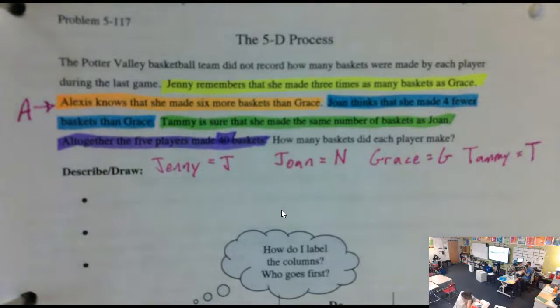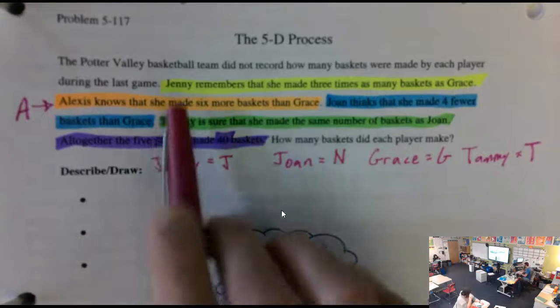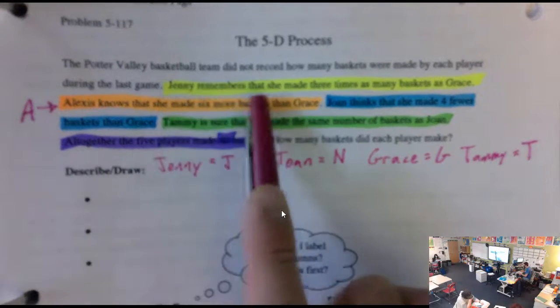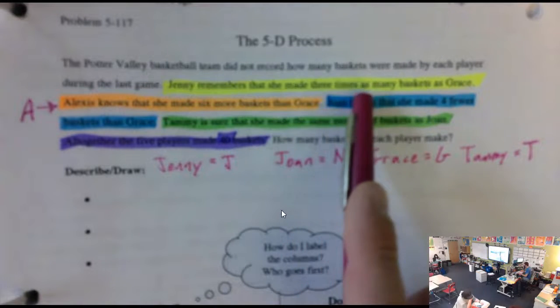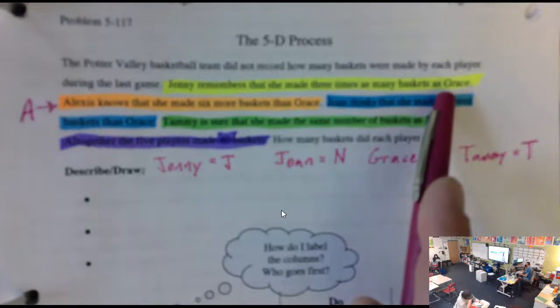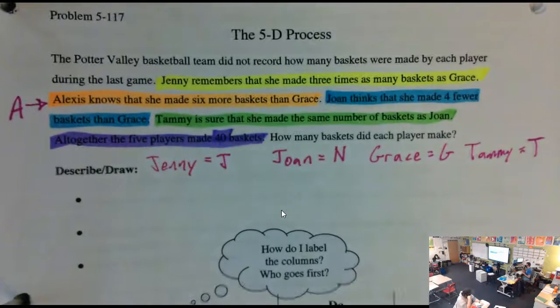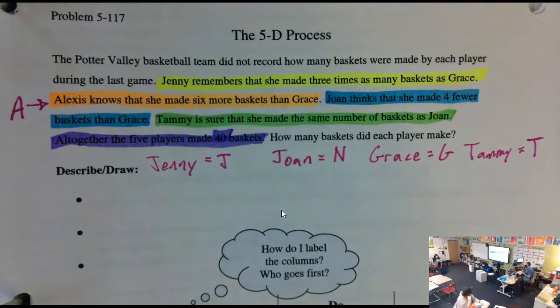Hey, let's come back together for a second because I want to make sure you avoid this trap door. The first highlighted sentence: Jenny remembers that she made 3 times as many as Grace. The trap door there is multiplying J times 3. That's not actually what we're doing.